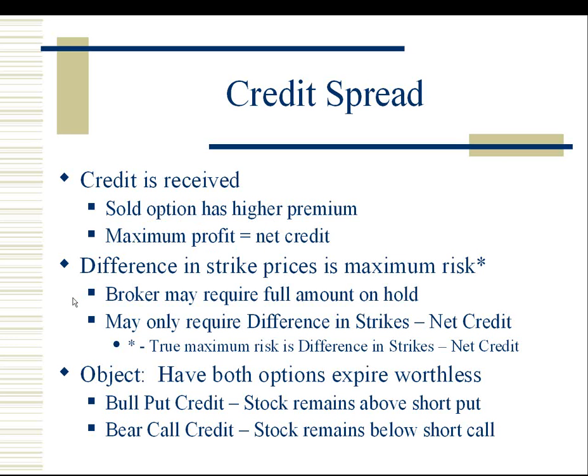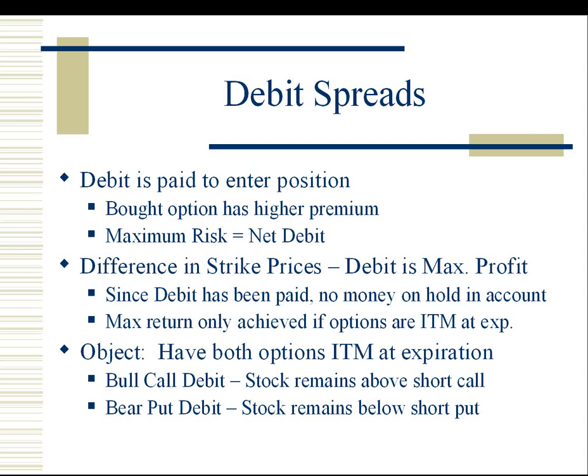The difference in the strike prices minus the net debit is the maximum profit. Since the debit has been paid, we don't have to have any money on hold in our account to cover the spread position. The max return is achieved if both options are in the money at expiration. Okay? We'll go through this when we go deeper into the profit and loss chart. Again, we want both options to be in the money.